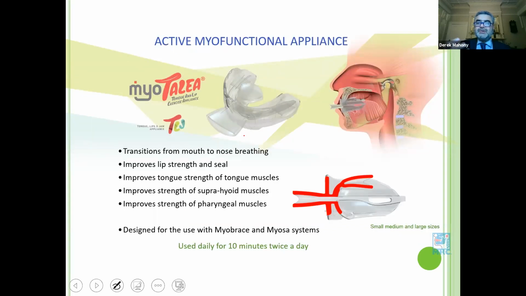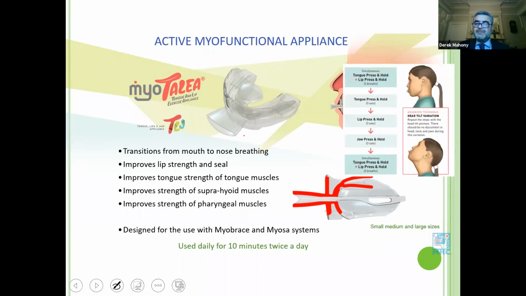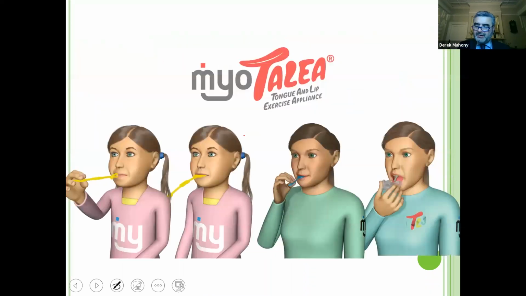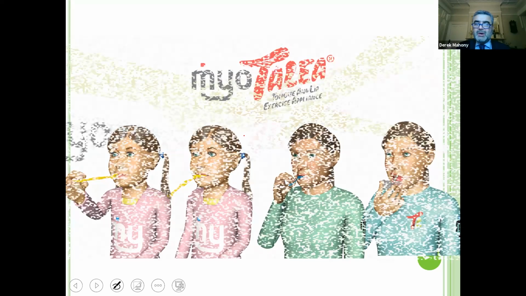It helps post nose and throat work, transitions a kid from a mouth breather to a nose breather. It really helps with lip strength and seal. It improves those tongue strength of the muscles I just went through, particularly the strength of the suprahyoid muscles and the pharyngeal muscles. And you use it 10 minutes twice a day. So pretty easy to get the kid to follow those exercises. Now, I have a couple of videos on this, which I'm happy to share with you. Just email me. This is one of the videos.